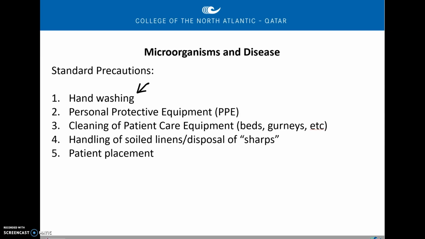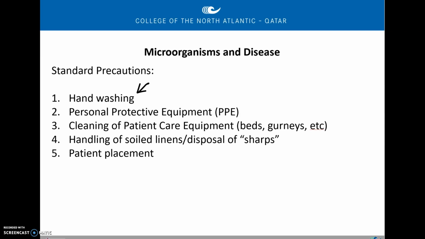There will also be precautions about personal protective equipment, PPE, when you should wear it, what type of PPE you should wear, depending on the type of infection you're dealing with. Standard ways of cleaning patient care and equipment, so beds, chairs, gurneys, bathrooms, floors, all of these things would come under a standard precaution. How you handle soiled linens or sharps, for example.